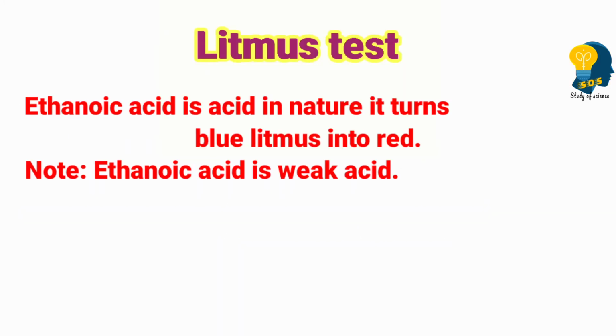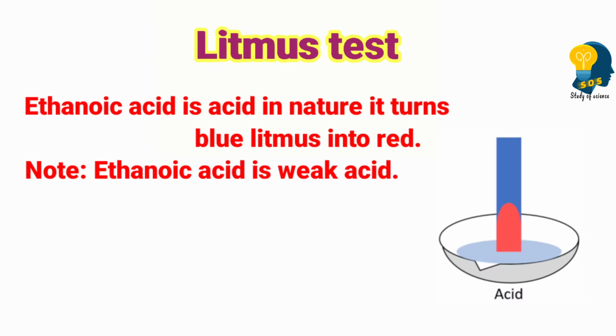We know that ethanoic acid is acidic in nature. So since it is acidic in nature, it easily turns the blue litmus paper into red color. But note, you have to understand ethanoic acids are weak acids. Clear? So this is the first chemical property. When we test blue litmus paper in the ethanoic acid, the blue litmus paper changes its color into red, because ethanoic acid is acidic in nature. Clear? Fine. Now let us move towards the next chemical property.